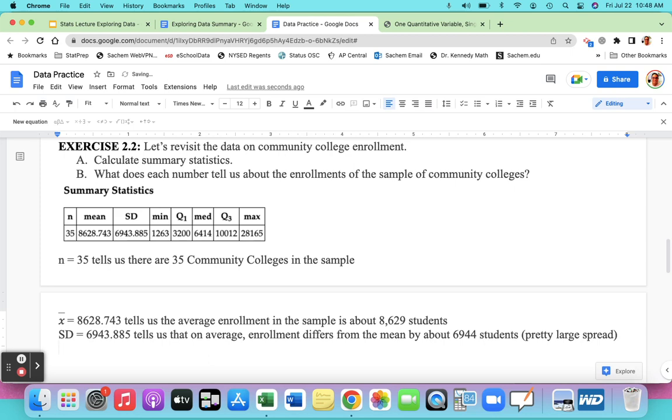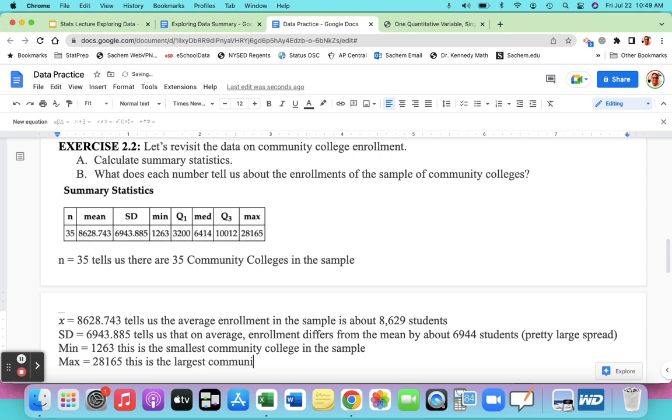The minimum just tells us the lowest. So the minimum is 1263. This is the smallest community college, by enrollment anyway, in the sample. I'm going to do the max too while I'm doing min. The largest was 28,165. This is the largest by enrollment.